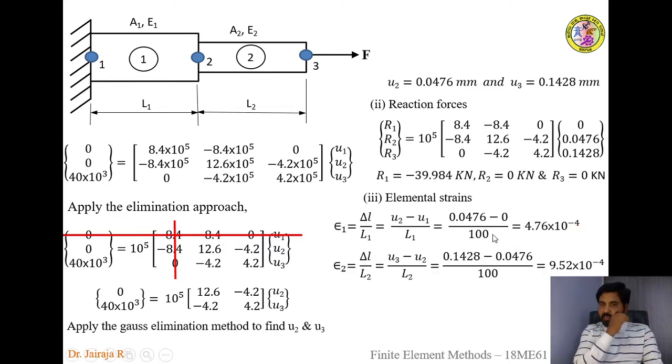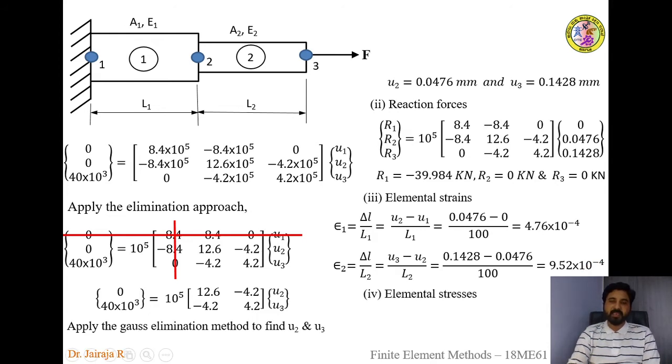Similarly, elemental strain for element 2 can also be calculated. Epsilon 2 is equal to U3 minus U2 divided by L2. Here element 2 is formed between node 2 and node 3. So it is U3 minus U2 divided by length of element 2. So epsilon 2 is equal to 9.52 into 10 raised to minus 4.